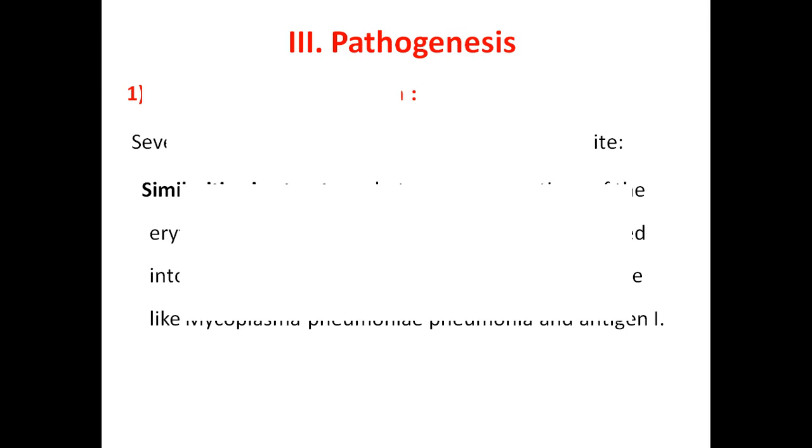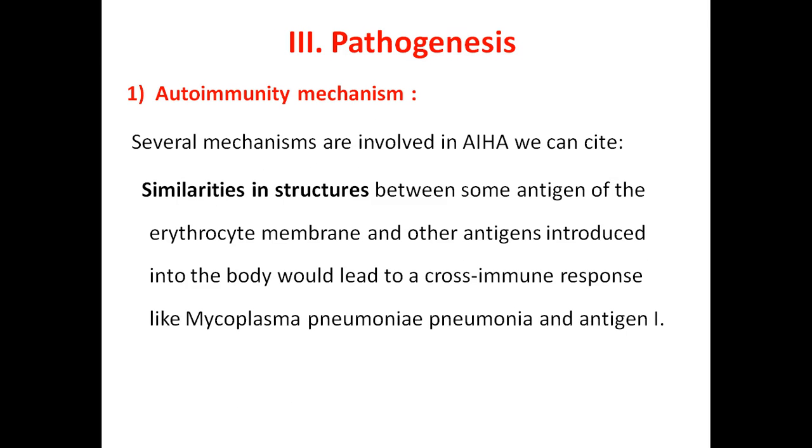Pathogenesis. Autoimmunity mechanism. Several mechanisms are involved in autoimmune hemolytic anemia. We can cite similarities in structures between some antigen of the erythrocyte membrane and other antigens introduced into the body would lead to a cross-immune response, like Mycoplasma pneumonia and antigen I.